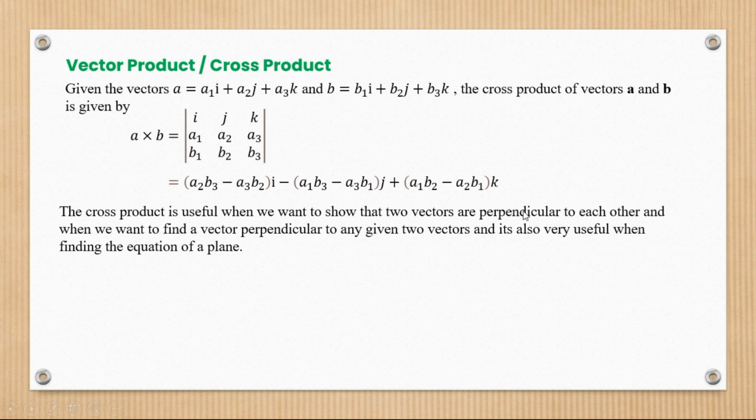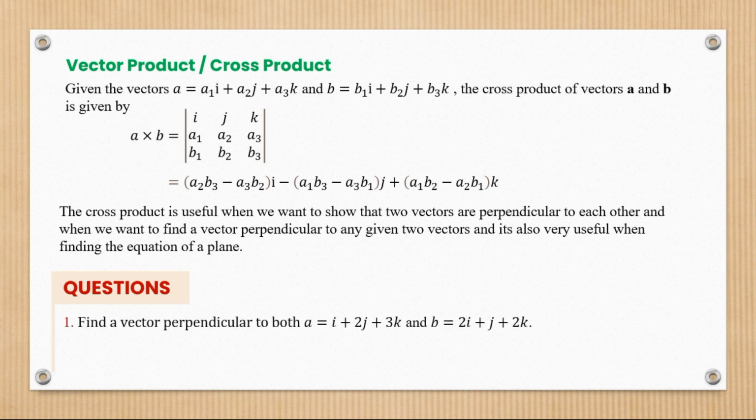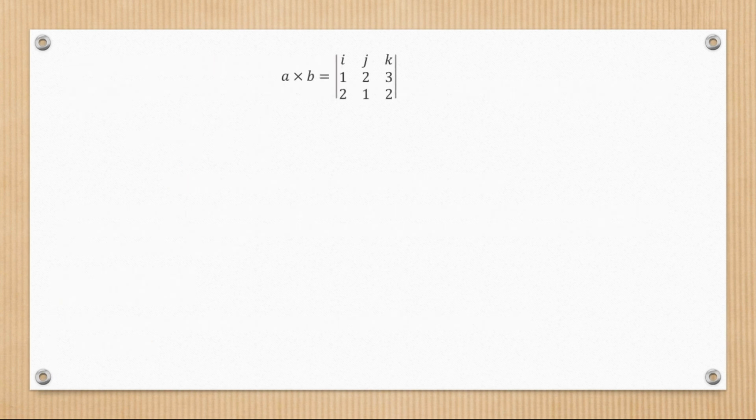So the cross product is useful when we want to show that two vectors are perpendicular to each other, and when we want to find a vector perpendicular to any given two vectors. It's also very useful when finding the equation of a plane. So that's why it's useful. So look at this question. We're being told to find a vector perpendicular to both a is equal to i plus 2j plus 3k and b is equal to 2i plus j plus 2k. So this is what we're going to do. We're going to cross them. So this is what we have right now.